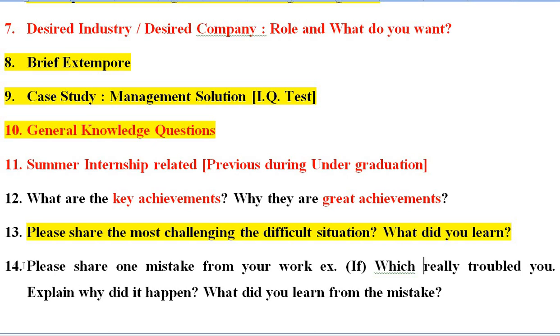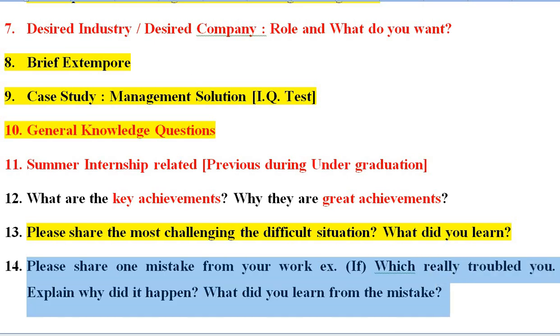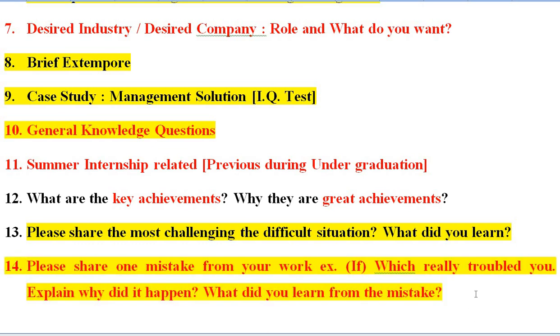Then they will ask you to share one mistake from your work experience, if you have it, which really troubled you, and explain why it happened and what you learned from the mistake. In this question specifically, be honest when you are giving the answer, and be polite. Don't be rude during the interview, otherwise they will sack you, meaning they will not take you. As a good manager you have to keep calm always. This is the only way to cope with the situation.